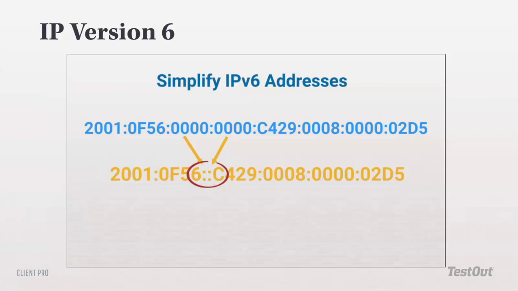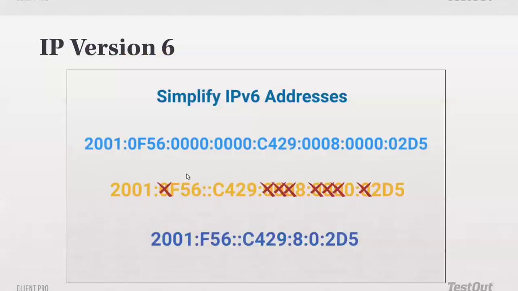Now, there are other things that we can do. For example, I see these leading zeros. We can get rid of those. We can get rid of this as well, but notice since we already used a double colon right here, we can't also get rid of this. We need to do something else here. Again, we can get rid of the leading zeros, but we have to leave at least one 0. We can delete the leading zeros in any of these. And here it is.